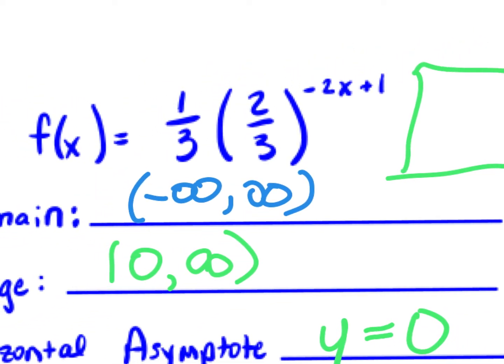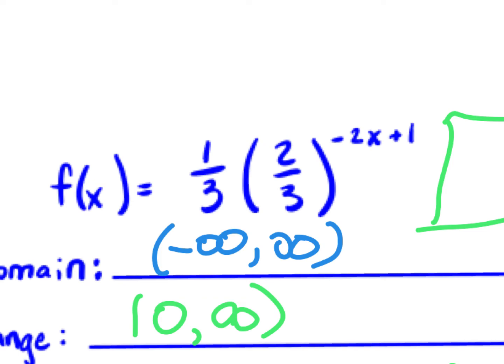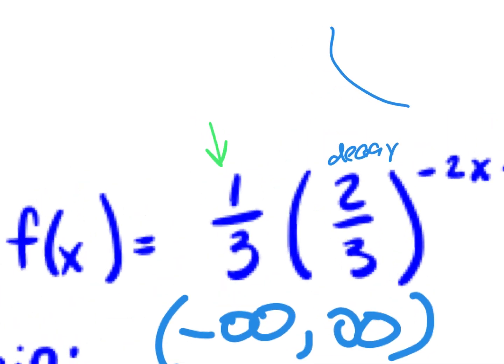All right? First of all, is this a growth or a decay? How do you know it's a decay? Because that's a fraction between 1 and 0. So it should look something like that, right? Okay. What does this 1/3 in front of your function mean? It's a vertical shrink. Anything multiplied out in front is either a shrink or a stretch.